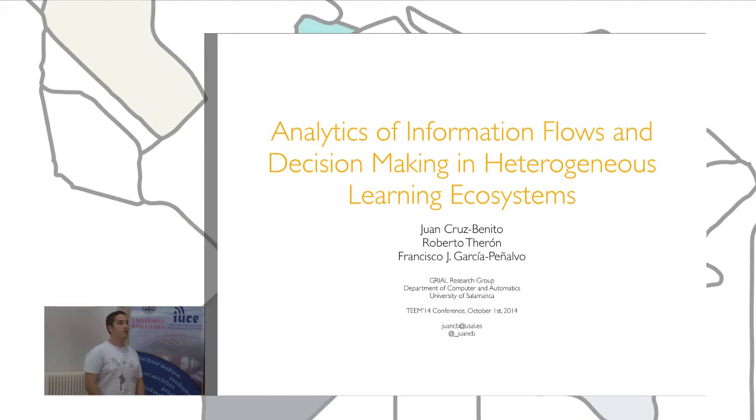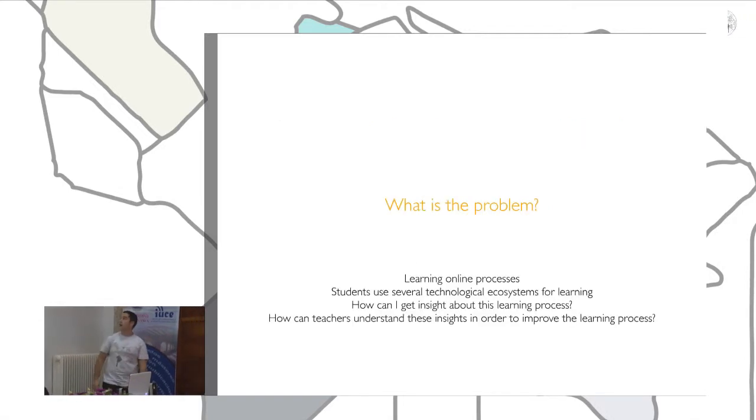I'm going to present my PhD project. This presentation is entitled Analytics of Information Flows and Decision Making in Heterogeneous Learning Ecosystems. This is not the final title of my PhD project; this will be defined in the future. My directors are Roberto, Theron, and Frank. And I'm going to make six shots about my PhD project, following the counsel of Enric.